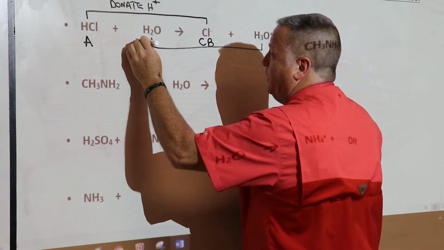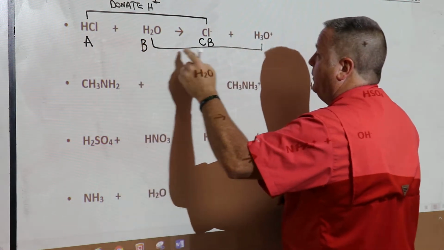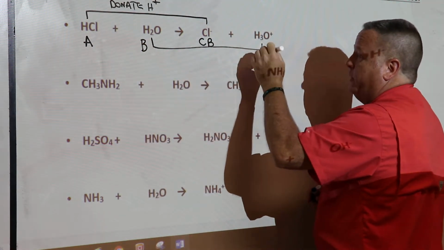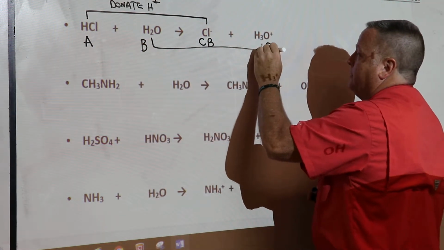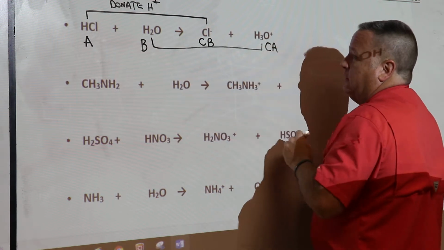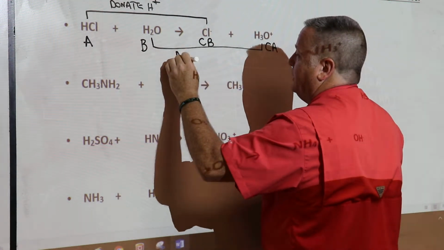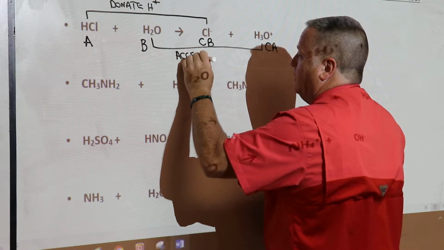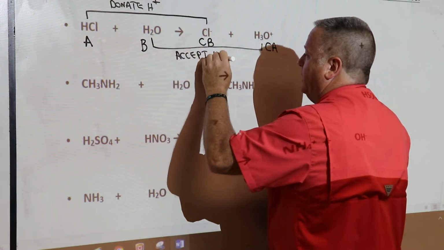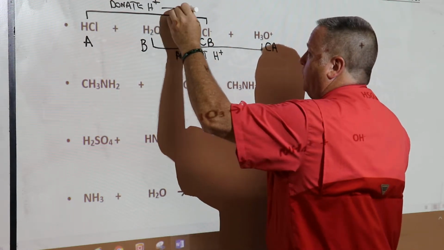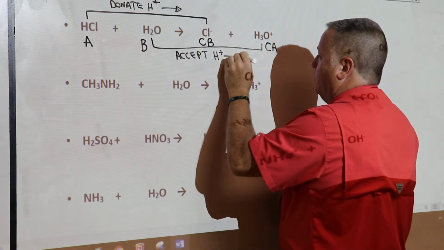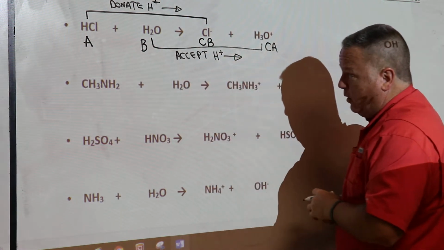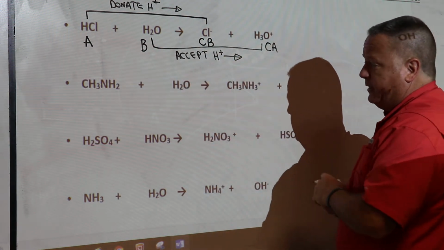So this guy would be the base, which would mean the only thing this could be would be the conjugate acid. All right, so this one had to accept a hydrogen to get here. Okay, so we're going in this direction, looking at this one. We're going in this direction, looking at this one. All right, so let's just do one more to make sure you got it.